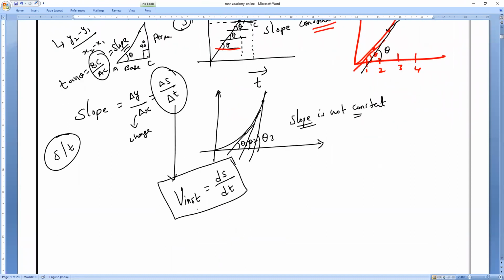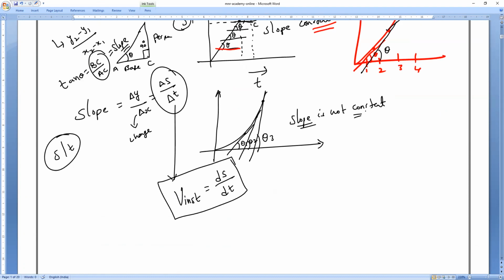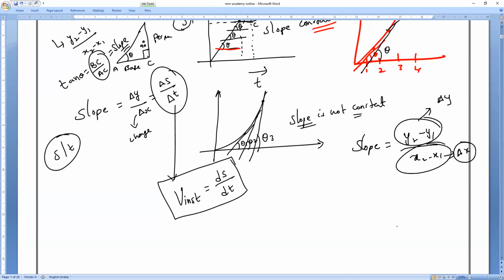Clear? Remember, if it is a slope, tan theta is always, as we know, perpendicular divided by base. Slope is equal to tan theta. So tan theta will be BC, perpendicular, divided by base, AC. So we get the slope. What is the formula for slope from mathematics? Slope is equal to y2 minus y1 divided by x2 minus x1. So y2 minus y1 we will take as delta y, and x2 minus x1 we will take as delta x.